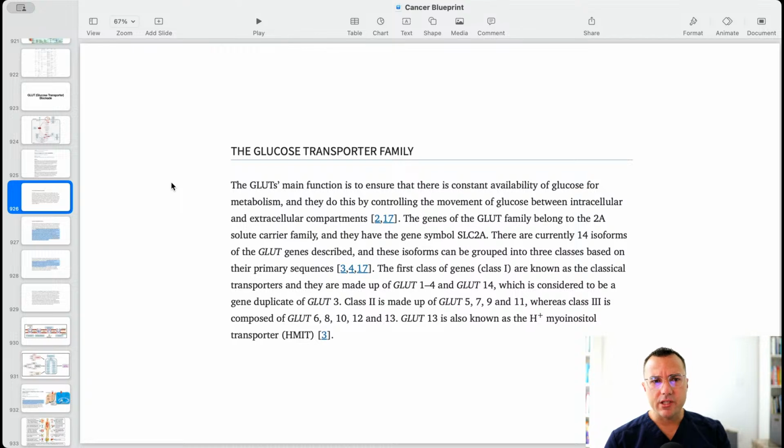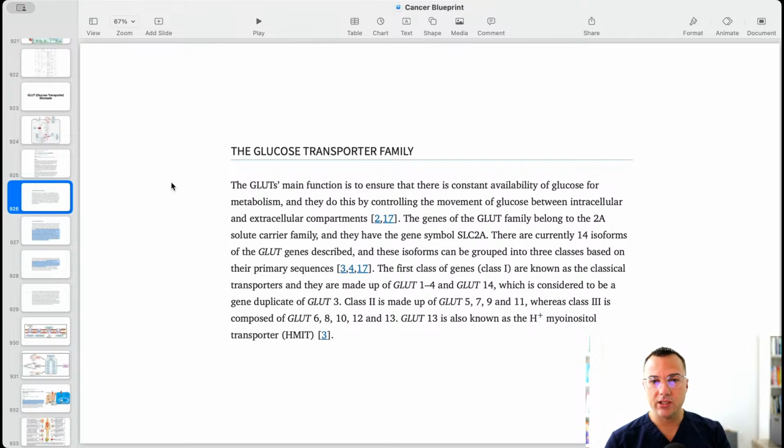So it further says in this paper, the glucose transporter family, the GLUTs' main function is to ensure that there is a constant availability of glucose for metabolism. And they do this by controlling the movement of glucose between intracellular and extracellular compartments. The genes of the GLUT family belong to the 2A solute carrier family, and they have the gene symbol SLC2A. There are currently 14 isoforms of the GLUT genes described, and these isoforms can be classed into 3 classes based on the primary sequences.